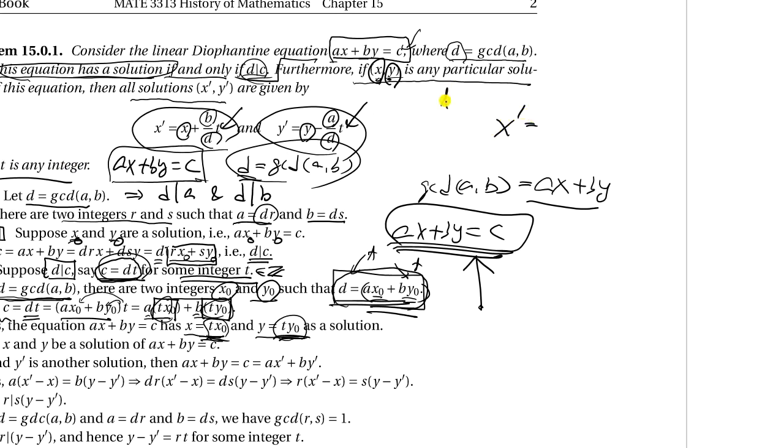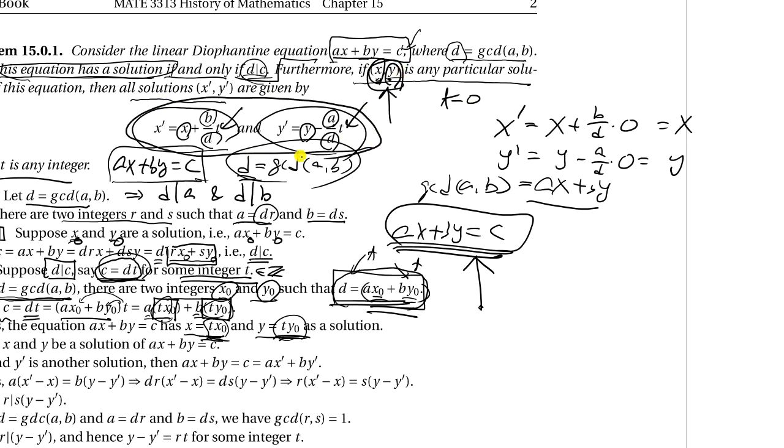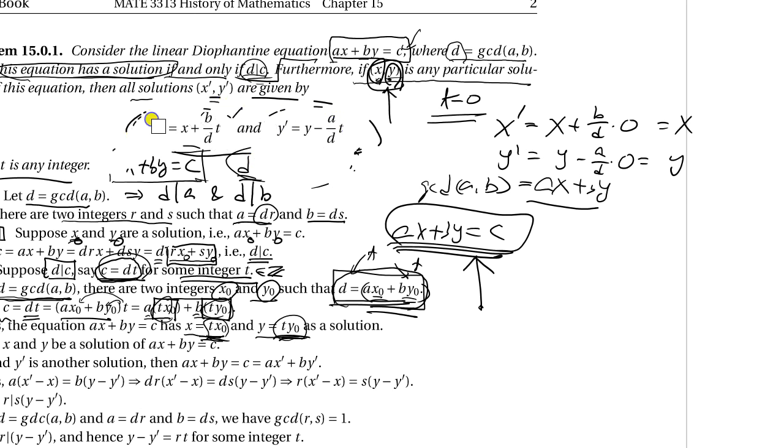if we just put t equals 0 for both, then x prime is x plus b over d times 0, which is x, right? And y prime is y plus, actually minus, a over d times 0, which is y. So the first solution that we found is actually the special case of these general forms when t equals 0, right? So this is the more general kind of solution for any linear Diophantine equation.